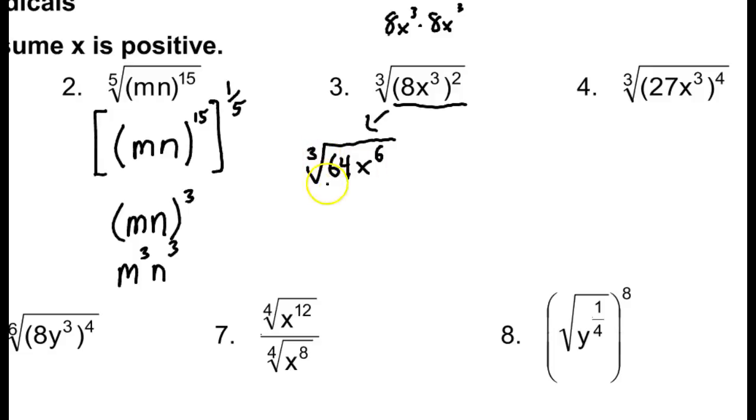And then you can do the cube root of 64x to the 6th. So what times itself 3 times is 64, and what times itself 3 times is x to the 6th? Or if you prefer, you could write it as 64x to the 6th, and rewrite this to the 1/3 power.